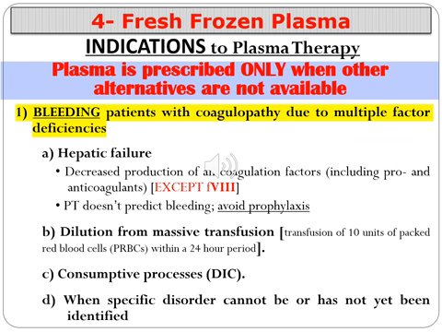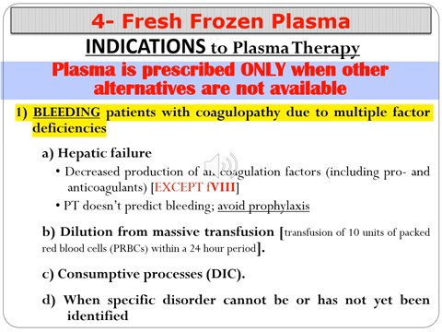Now we will talk about the indications for plasma therapy. As a rule, plasma is prescribed only when other alternatives are not available. Remember this, and we will discuss plasma alternatives in a later slide. The first indication for plasma transfusion is bleeding patients with coagulopathy due to multiple coagulation factor deficiencies. The most common cause for this is hepatic failure, which leads to decreased production of all coagulation factors, except factor 8, which is synthesized by endothelial cells.